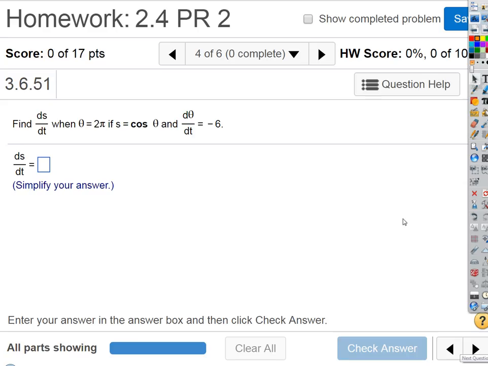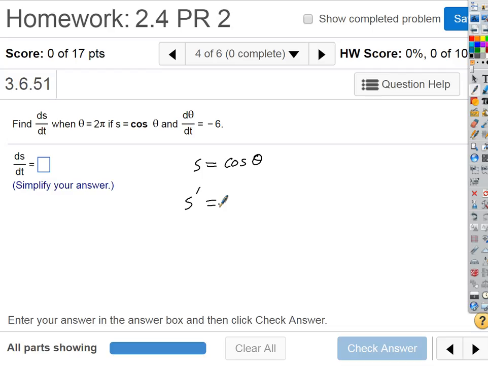So, yeah, let's go through chain rule on this one, right? So we know s equals cosine theta, right? And they're telling us that d theta dt equals -6, okay? So by chain rule, if we want to find ds dt, what's that going to be? So we'll just call it s prime for now, right? Is going to equal what?